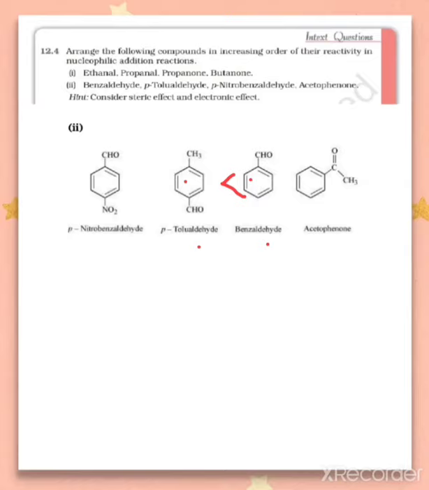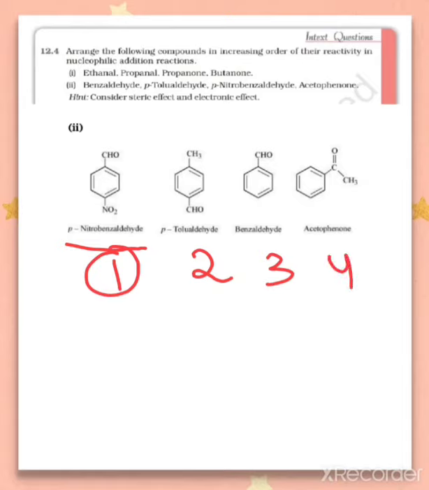But when we compare benzaldehyde and paranitrobenzaldehyde, in that case we can say that paranitrobenzaldehyde is more reactive. So which one is the most reactive here? That is paranitrobenzaldehyde. Let me mark this as 1, this is 2, this is 3 and this is 4. So we can say that paranitrobenzaldehyde is the most reactive.